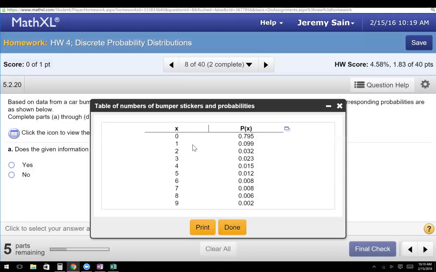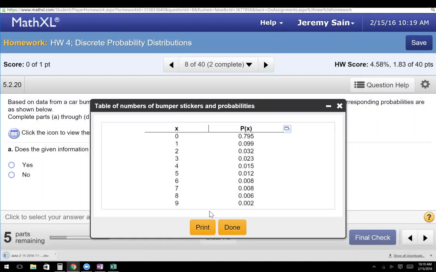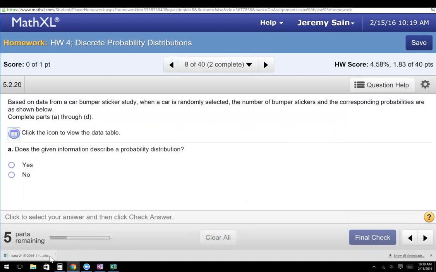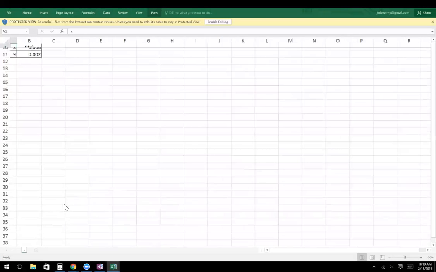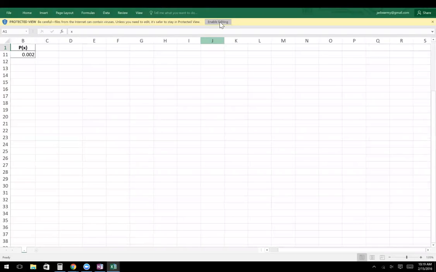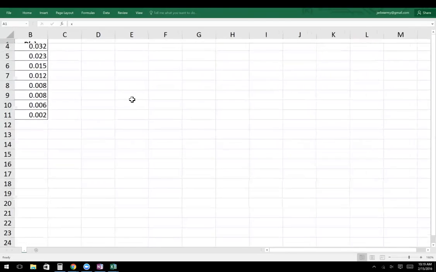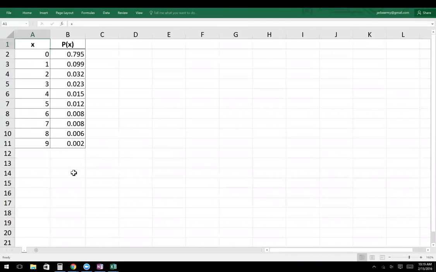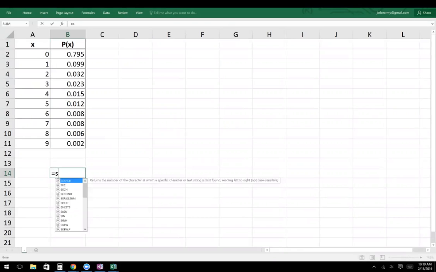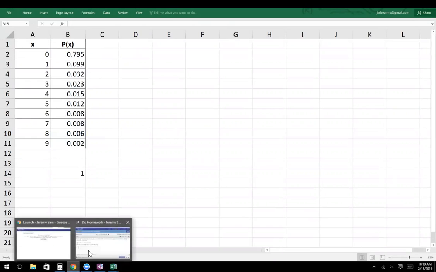Okay, so here's the data table. Let me open an Excel. The first thing it asks us is, is this a probability distribution? How do we tell if it's a probability distribution? Yeah, they all have to be positive, which they are, and they all have to add up to 1. So I'm just going to hit equals the sum, and see what we get. Yep, they add up to 1.